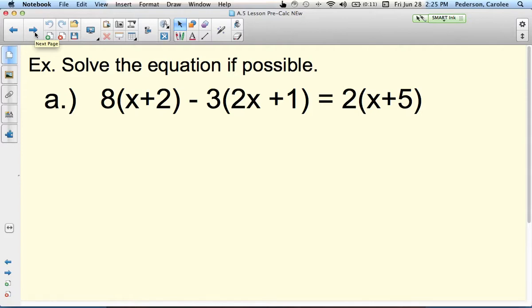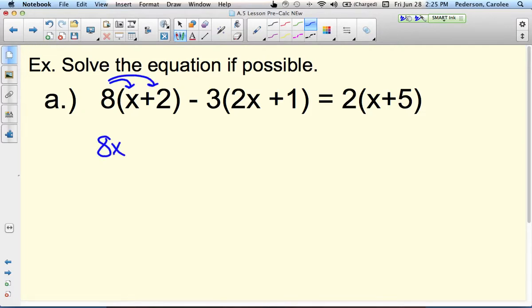So the first step, I would say, is to distribute this 8 to both terms in the parentheses. So 8 times x is 8x, and then 8 times 2 is positive 16. Then distribute the negative 3 through to both terms in that parentheses. So negative 3 times 2x is negative 6x. And then negative 3 times 1 is negative 3.